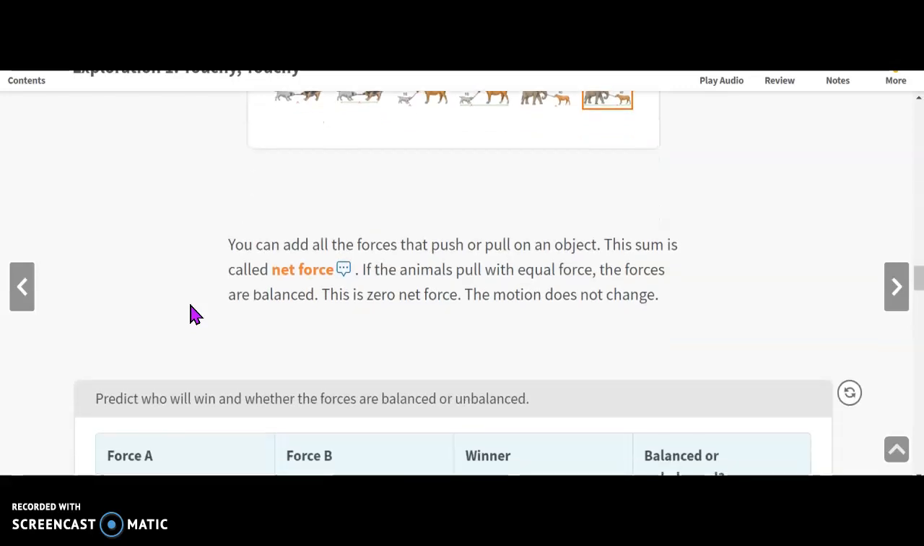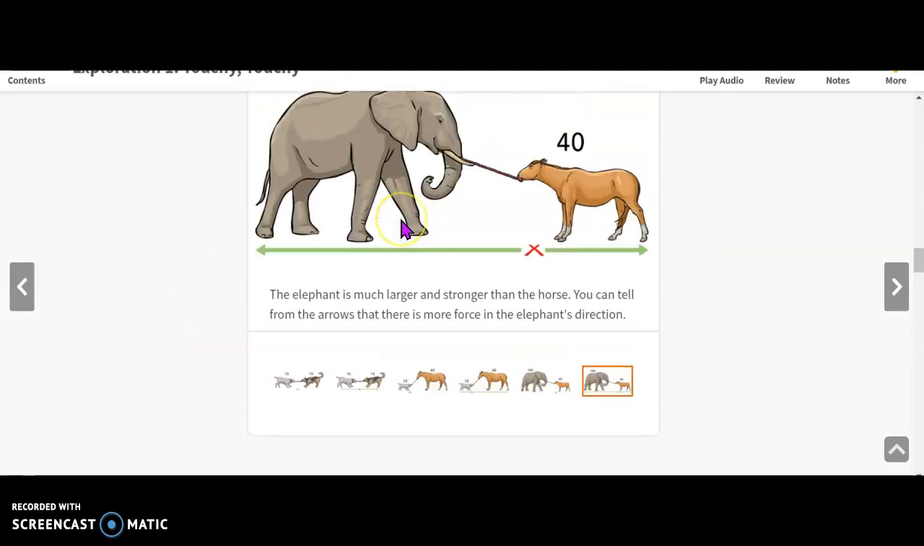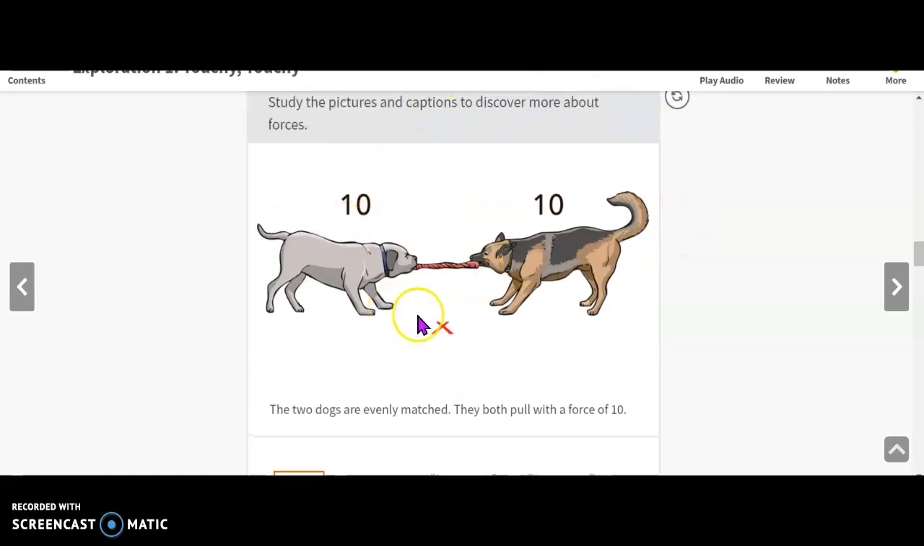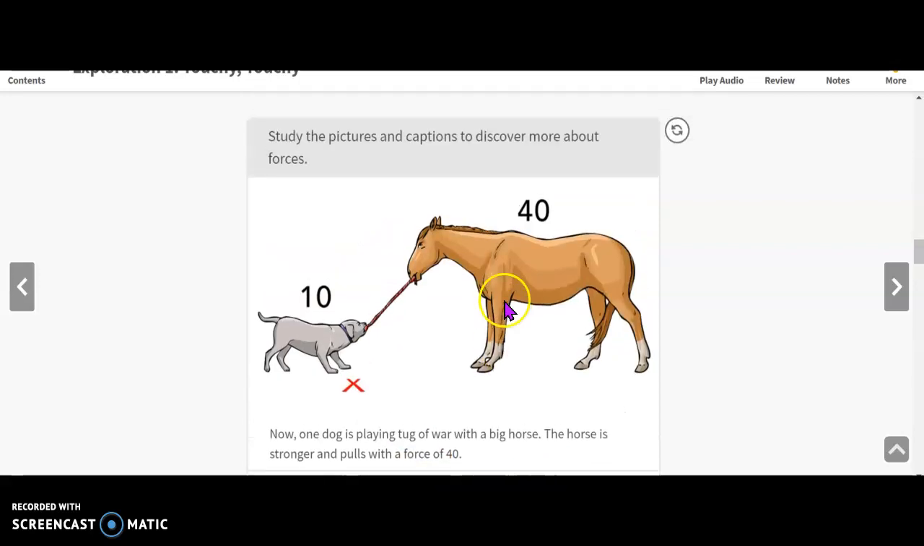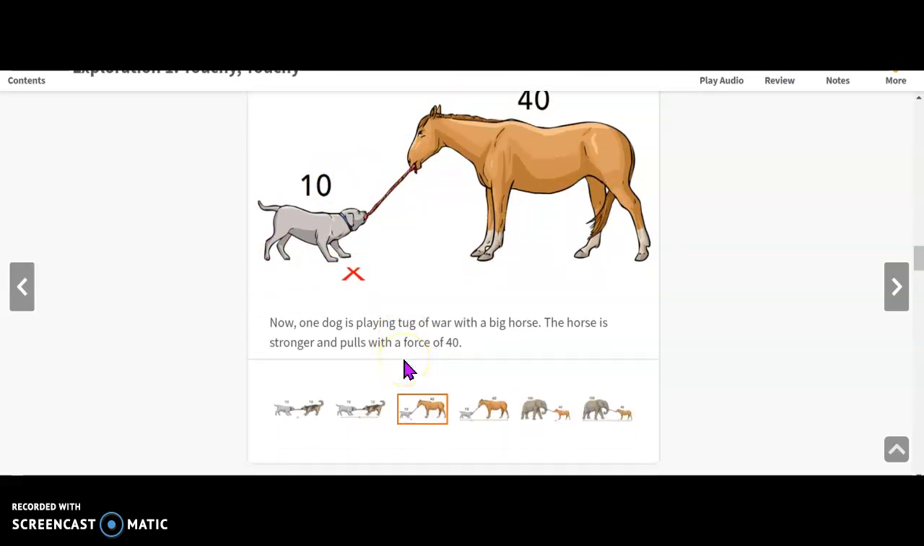You can add all the forces that push or pull on an object. This sum, remember sum is a math word, it's when you add all of them together. The sum, adding all the forces, is called the net force. So the net force is when I add all of the forces together. For example, let's go back to the dogs. If I'm adding all the forces together, I'm adding the 10 and the 10 for a total force of 20. If I'm adding the 10 and the 40, I get a net force of 50. See how that works?